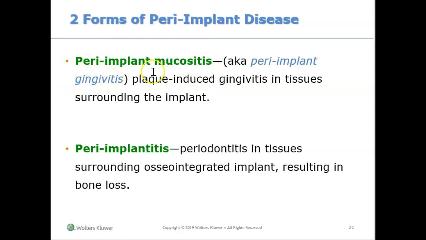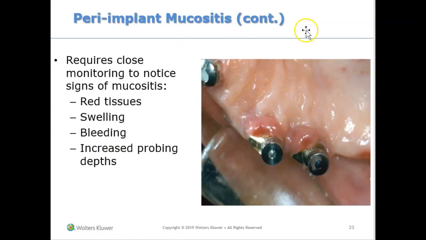And what does that mean? It basically means that the tissues around the implant, peri means around, are inflamed. No bone loss, right? Because mucositis is just like gingivitis, so there's no bone loss around the implant. So here's an example of peri-implant mucositis. We do see inflammation, but when I take radiographs of this mouth, I notice that there is no bone loss. So this first person would have this diagnosis, peri-implant mucositis.